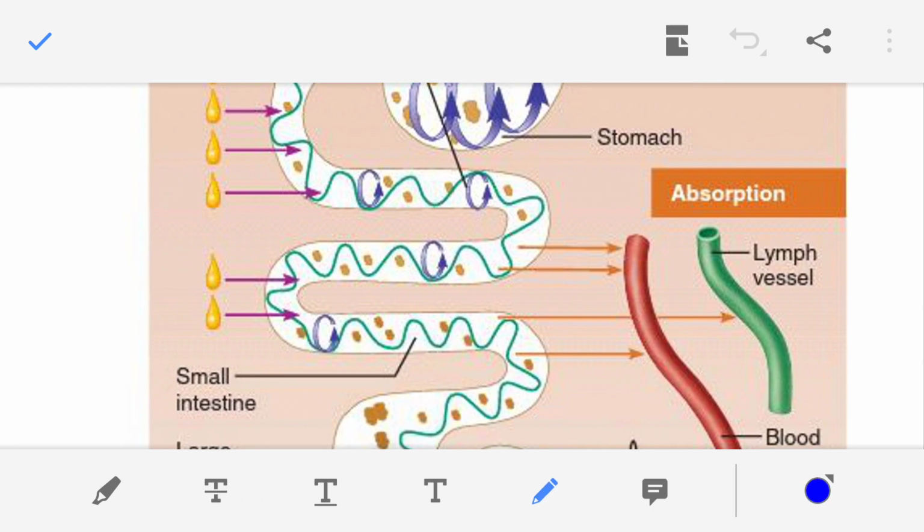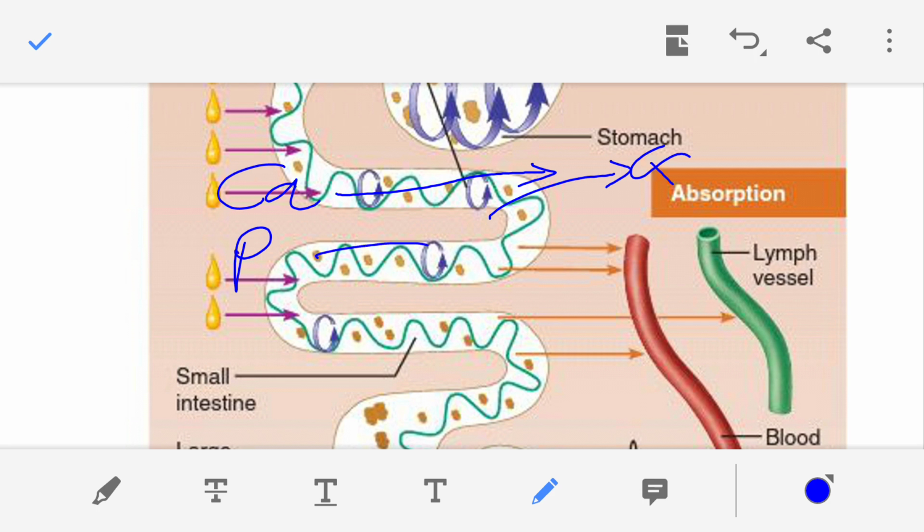When this chemical digestion is completed in the intestine, we get the digested food material. Let's say we eat carbohydrate. When the carbohydrate is digested, we get glucose. We eat protein, and from protein we get amino acids.